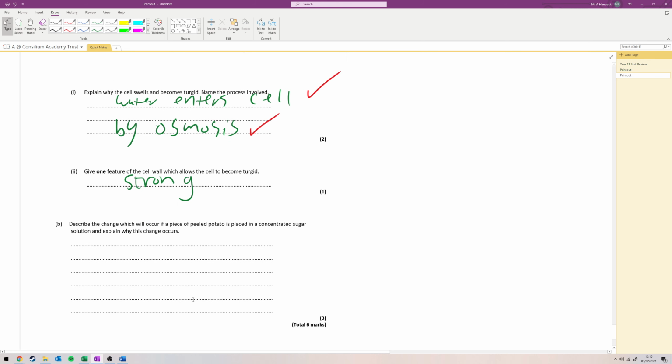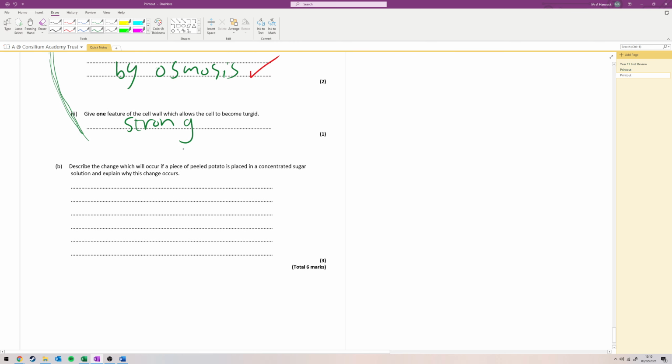Now B, which is completely different from the above one, this question has tried to lead you into the correct area of your brain. You need to talk about osmosis and concentrations. But for part B it says, describe the change that will occur if a piece of peeled potato is placed in a concentrated sugar solution, and explain why this change occurs. Well, this is exactly the same as what we talked about with the fruit in the previous question. We haven't done this experiment, unfortunately, but you'd have your test tube with some concentrated sugar solution in it. So you'd dissolve a lot of sugar in this water, and then your potato would go in like this, and you come back to it a bit later.